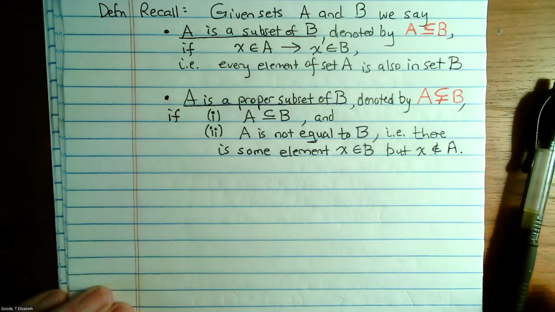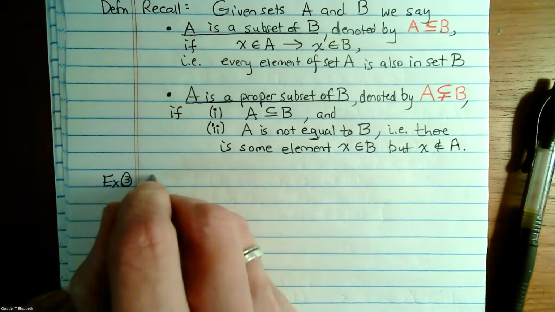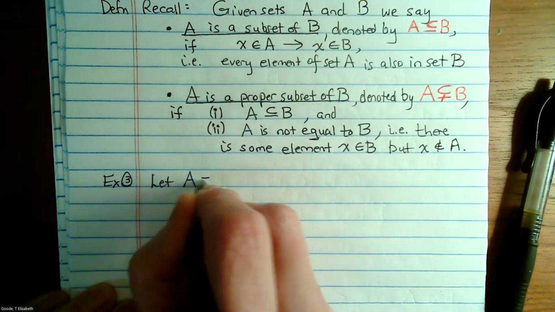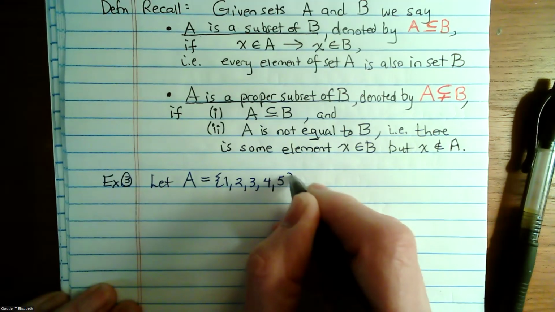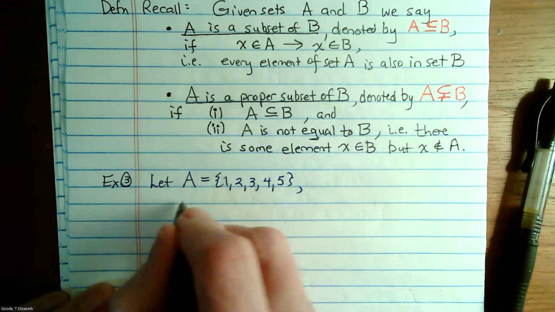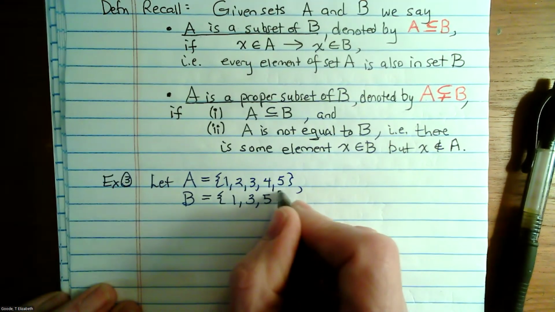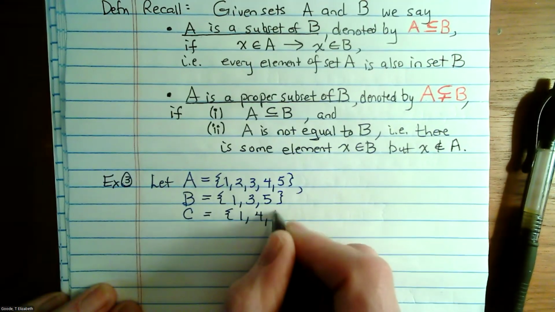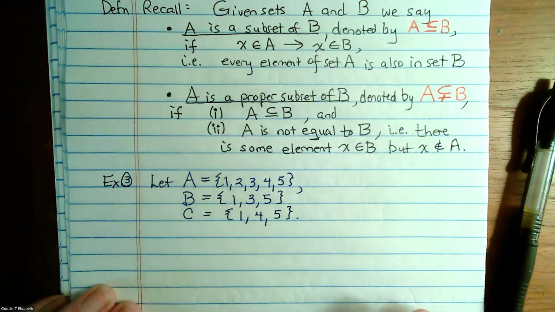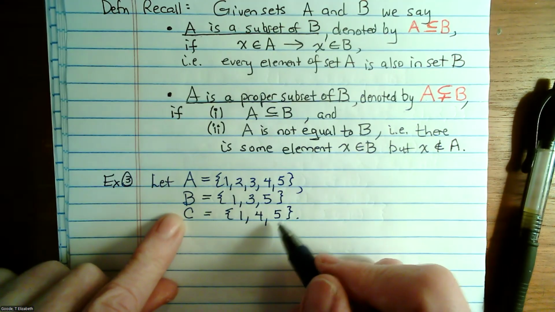So let's look at an example. Let's let A be the set containing 1, 2, 3, 4, and 5. It's just a little simple finite example. B be the set containing 1, 3, and 5. And C be the set containing 1, 4, and 5. And I have not specified a universe here because I'm not planning on looking at set complement, but let's just think about this for a minute.